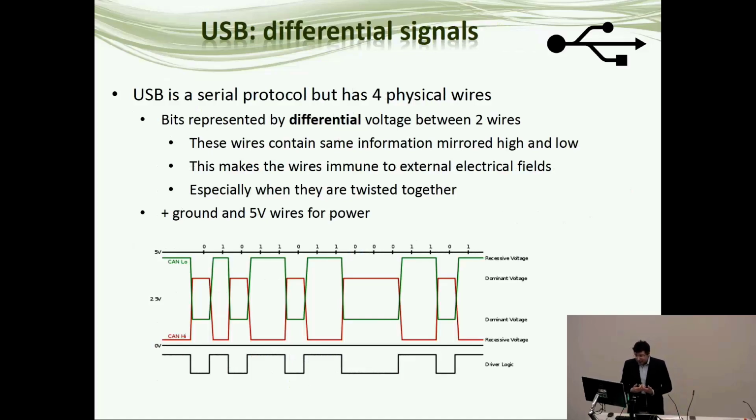What's happening inside USB then is there are 4 physical wires. If you cut open a USB cable, you'll see the 4 wires. 2 of them are carrying power, 0 and 5 volts. You can use this for charging your phone or sending power to your device, like your printer. The other 2 lines are used to send the signal.